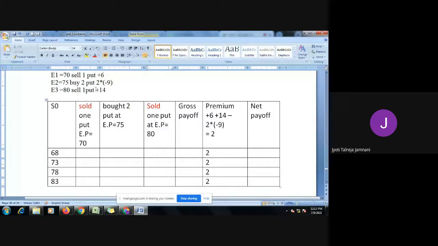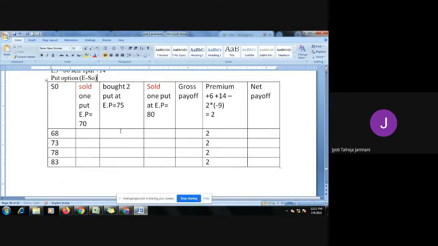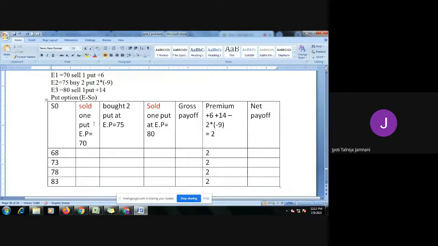Now, because it is a put option, the intrinsic value formula is E minus S naught. E is the exercise price, S naught is the price which is given here. So E is 70 minus S naught is 68. 70 minus 68, 2 rupees is the gain.